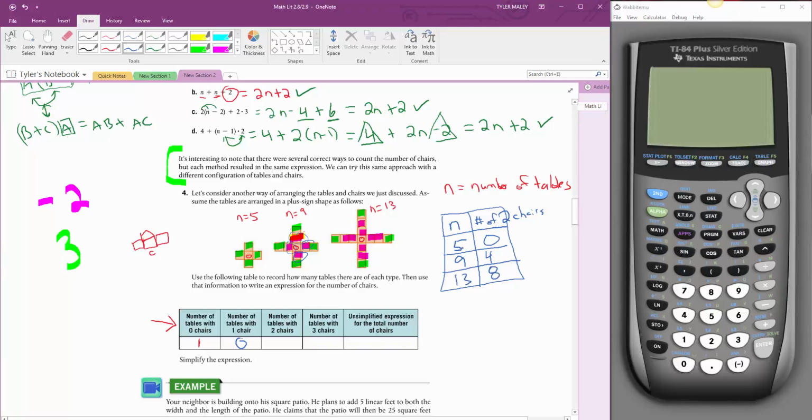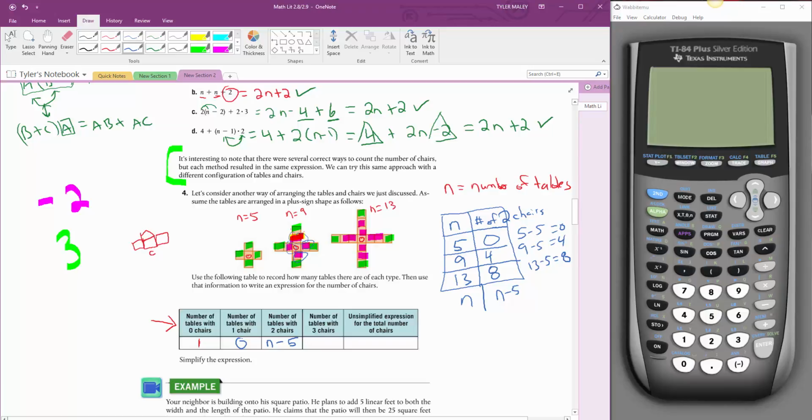So we need to see if I can find a pattern between the number of tables with 2 chairs and n. If you notice, if I take 5 minus 5, I get 0. If I take 9 minus 5, I get 4. And if I take 13 minus 5, I get 8. So to find the number of tables that have 2 chairs, I can just take n minus 5. So that would go here, n minus 5.